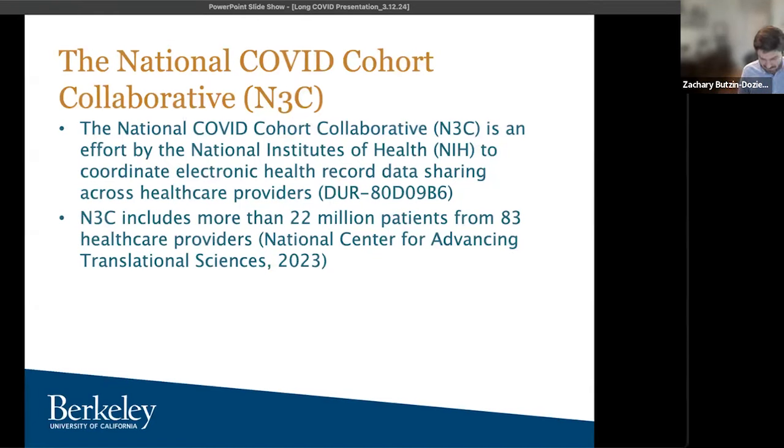I'll circle back to this later, but for any students who are looking for a data source for your capstone or your dissertation or anything like that, I think this is a really rich data source. There's pretty clear institutional support that this is going to not only continue, but expand.